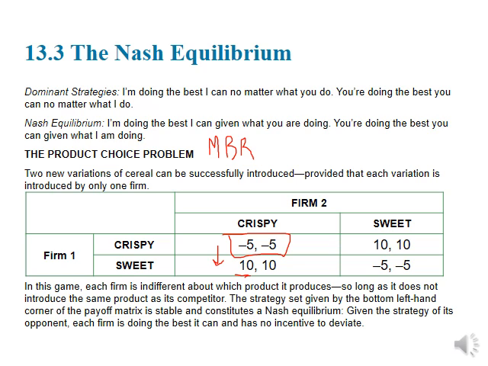In other words, crispy is not a best response for firm 1 if firm 2 is also producing crispy. Same thing if we flip the firms, if both firms are producing crispy cereals, firm 2 has incentive to deviate. They also want to start making sweet cereals. 10 being more than -5.